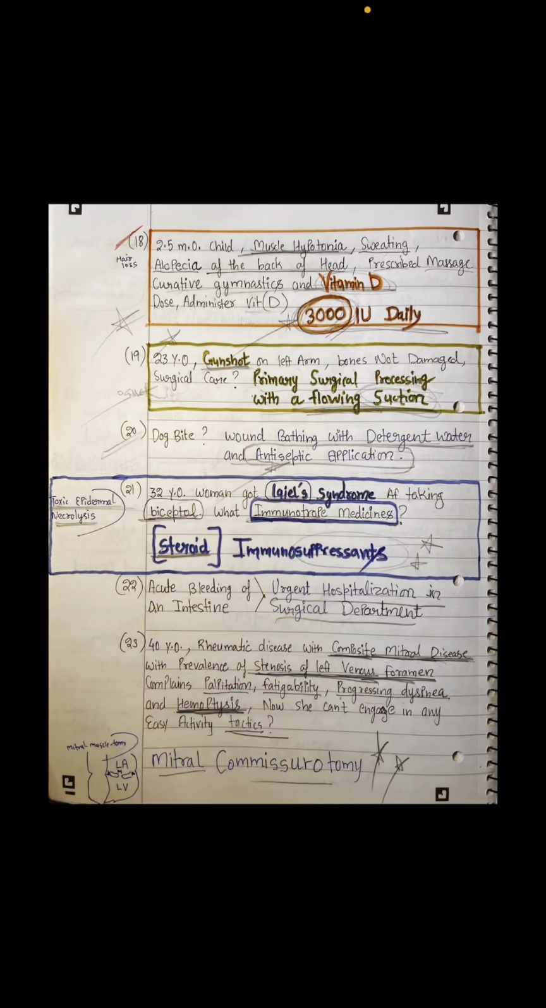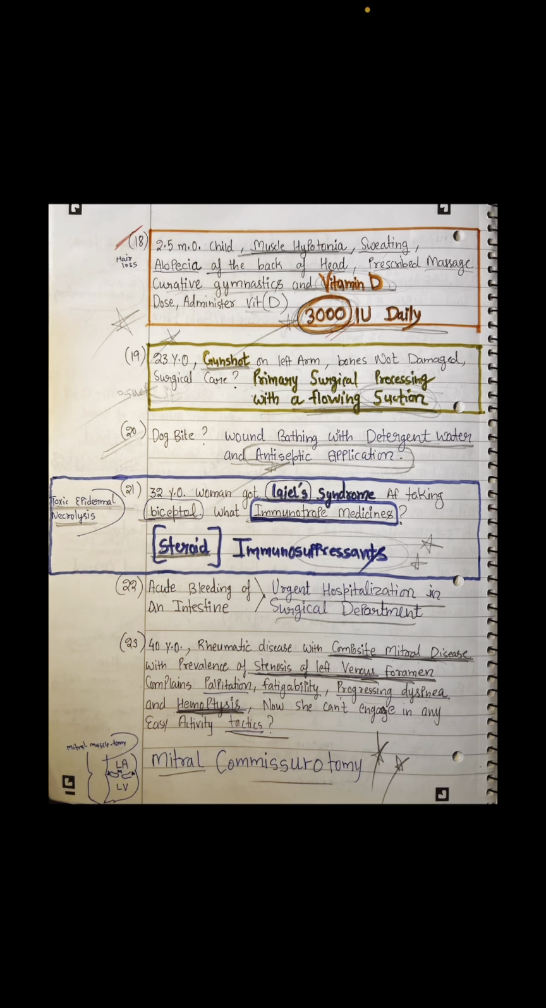Our next patient is a 25 month old child. Okay, muscle hypotonia, sweating, alopecia. Alopecia is hair loss. Alopecia on the back of his head, prescribed massage, dose administered of vitamin D. This is important. So remember about the dose, guys. 3,000 international units daily of vitamin D we have to give to children.